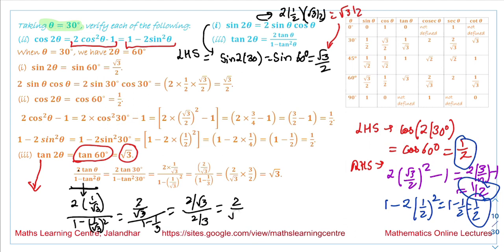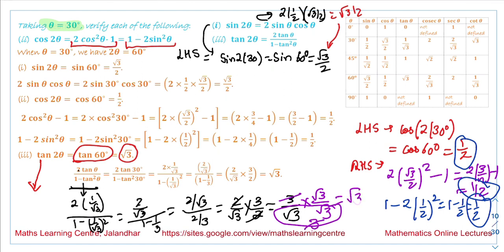So the answer we get is 2 by root 3 into 3 by 2. These two get cancelled. It is 3 by root 3. Now if we rationalize this term, we will get root 3 by root 3. On multiplying these two, the answer is 3, and this 3 gets cancelled with this, and the answer we are left with is root 3, and that is equal to the left hand side of this equation. So all these three equalities are verified.